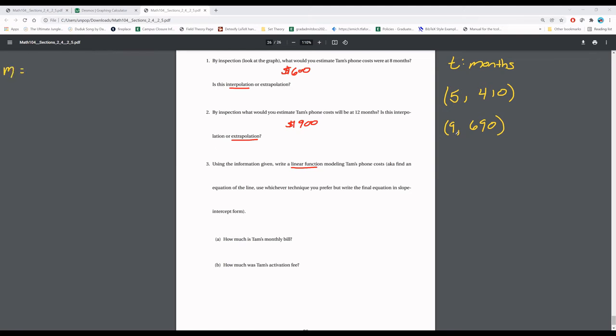I will let the 9 months be my second point and the 5 months be my first point. So y2 minus y1 divided by x2 minus x1. I've said let this be point 2 and let this be point 1. So filling in, I would have 690 minus 410 divided by 9 minus 5.